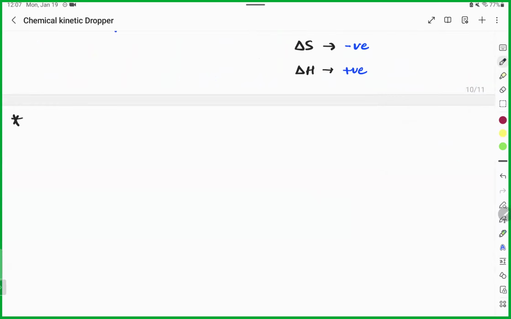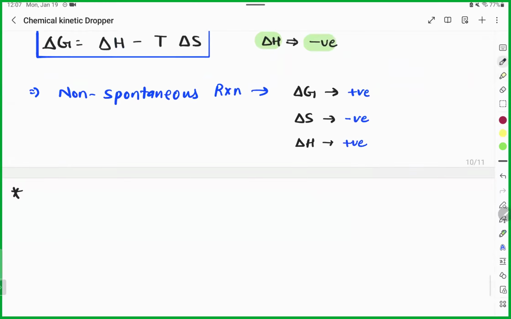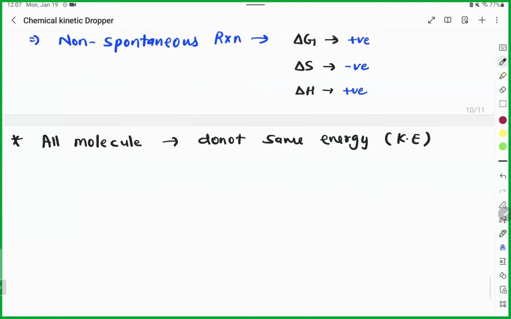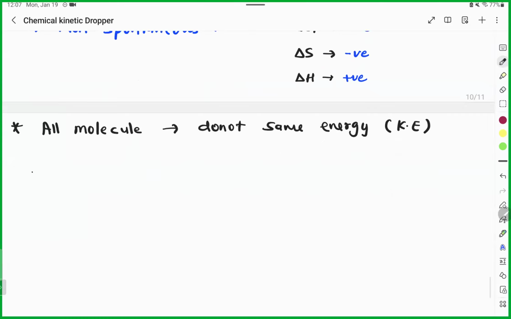Okay, so we know these are the factors which are important to tell you how a reaction proceeds, because all the molecules that are reacting with each other do not have exactly the same energy. They have different energy, for example kinetic energy is not the same. To explain how the material will behave, there were two scientists, Boltzmann and Maxwell.